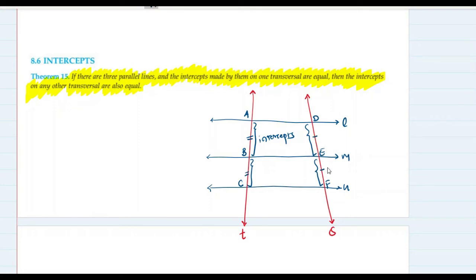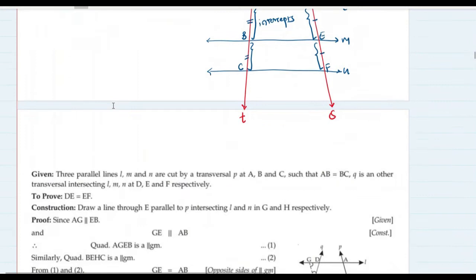So if there are three parallel lines and the intercepts made by one transversal are equal, then the intercepts on any other transversal will also be equal. That is the intercept theorem. You can also call it the equal intercepts theorem. So let's prove this theorem.